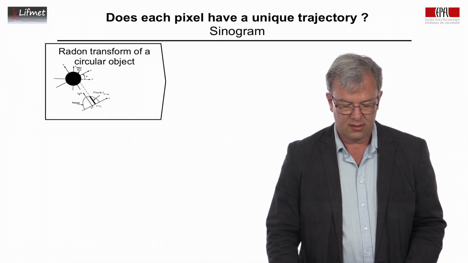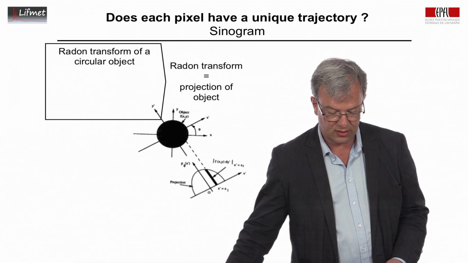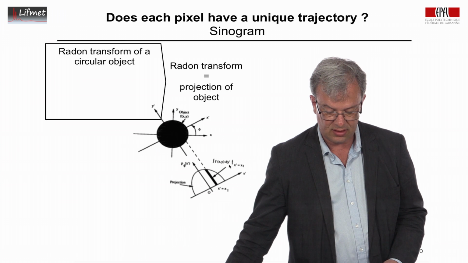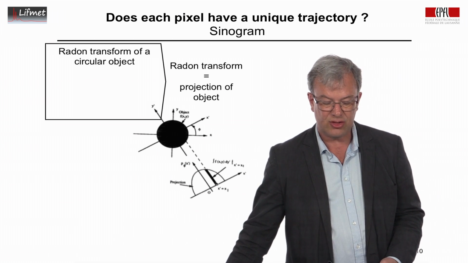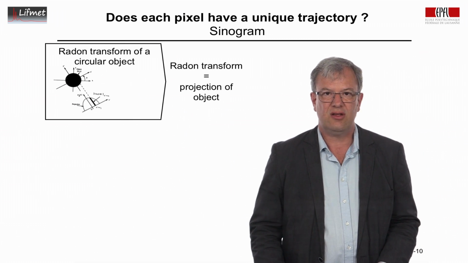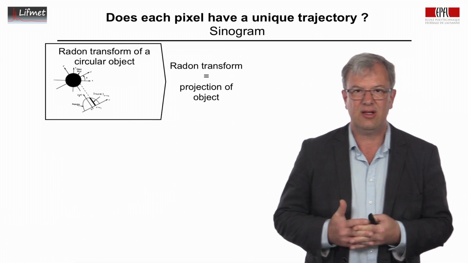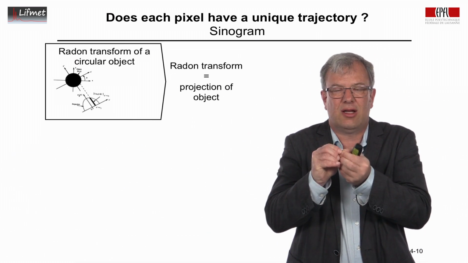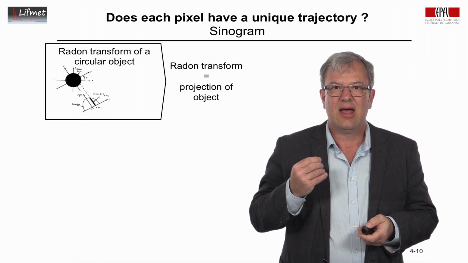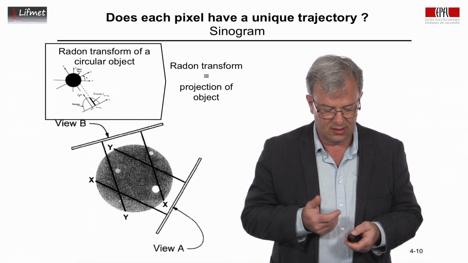Let's look at the Radon transform of a circular object. Here's a circular object, and the Radon transform is here. This is the integral as we have seen, and it's actually a projection of the object onto an axis. And the question is, if we take a two-dimensional object, does each picture element, each tiny little element of the image, have a unique representation as we generate the data set?